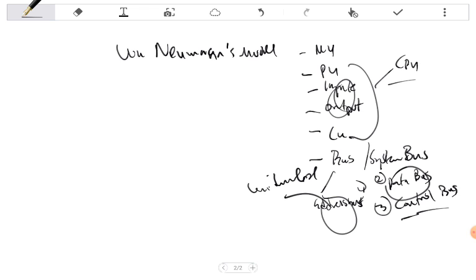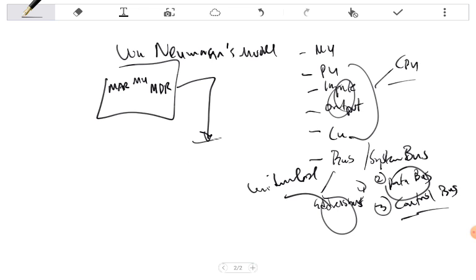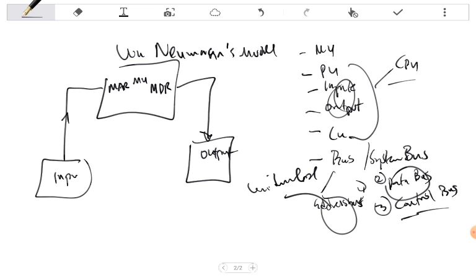There is a diagram from a particular source that draws a simple model and identifies those buses. So you have the MAR, you have the MU, and you have the MDR. Space won't permit me to write. The MAR is the memory address register, it stores addresses. The MDR is the memory data register, it stores data. It's as simple as that. Then there's a movement to the output, and then there is a movement from the input. It does make sense, right?